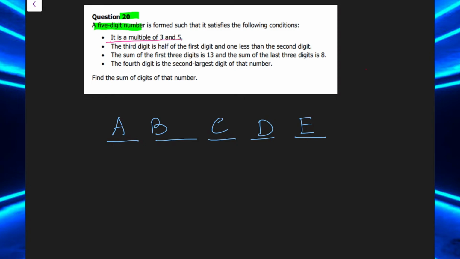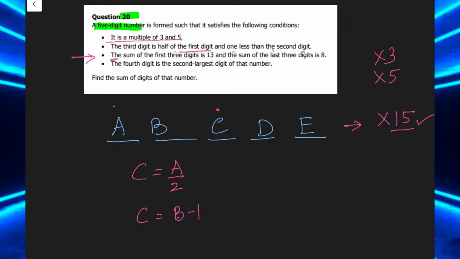this whole number is a multiple of 3 and a multiple of 5. That means our whole number here, ABCDE, is a multiple of 15 as well. All right. The 3rd digit is half of the 1st digit. This is my 3rd digit, and this is half of A. So I can write C is half of A, and 1 less than the 2nd digit. So C is also B take away 1.